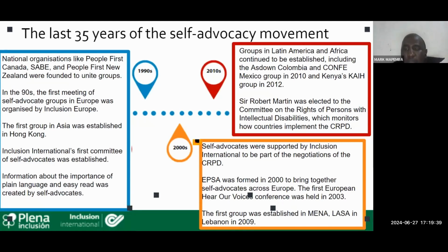EPSA was formed in 2000 to bring together self-advocates across Europe. The first European Hear Our Voice conference was held in 2003. The first book was published in MENA, in Lebanon, in 2009.